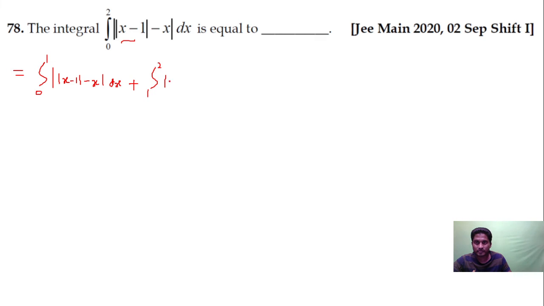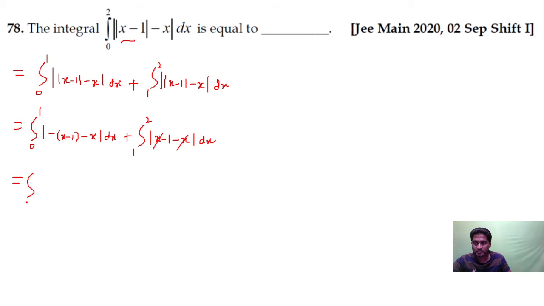Plus integration 1 to 2, modulus of x minus 1 minus x, and then dx. Between 0 and 1, this will be negative, so you get minus of (x minus 1) minus x dx, plus integration of 1 to 2. Between 1 and 2, this will be positive, so this is x minus 1 minus x, and then dx. Obviously this will get cancelled.